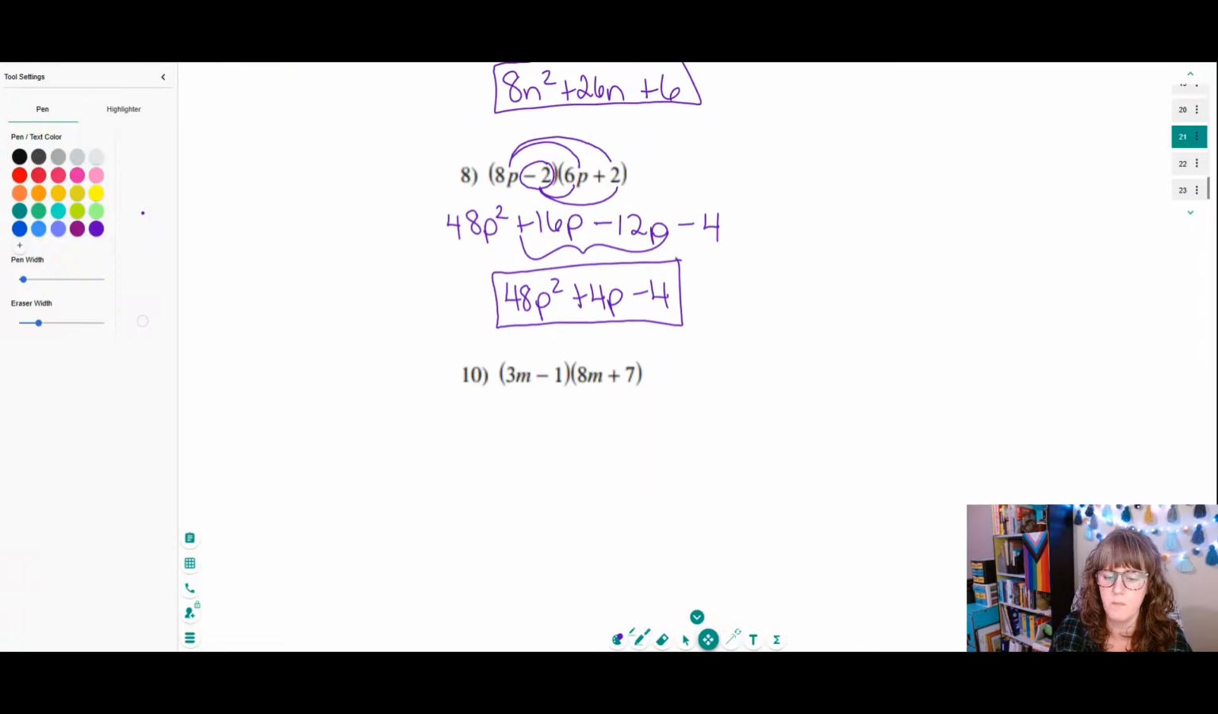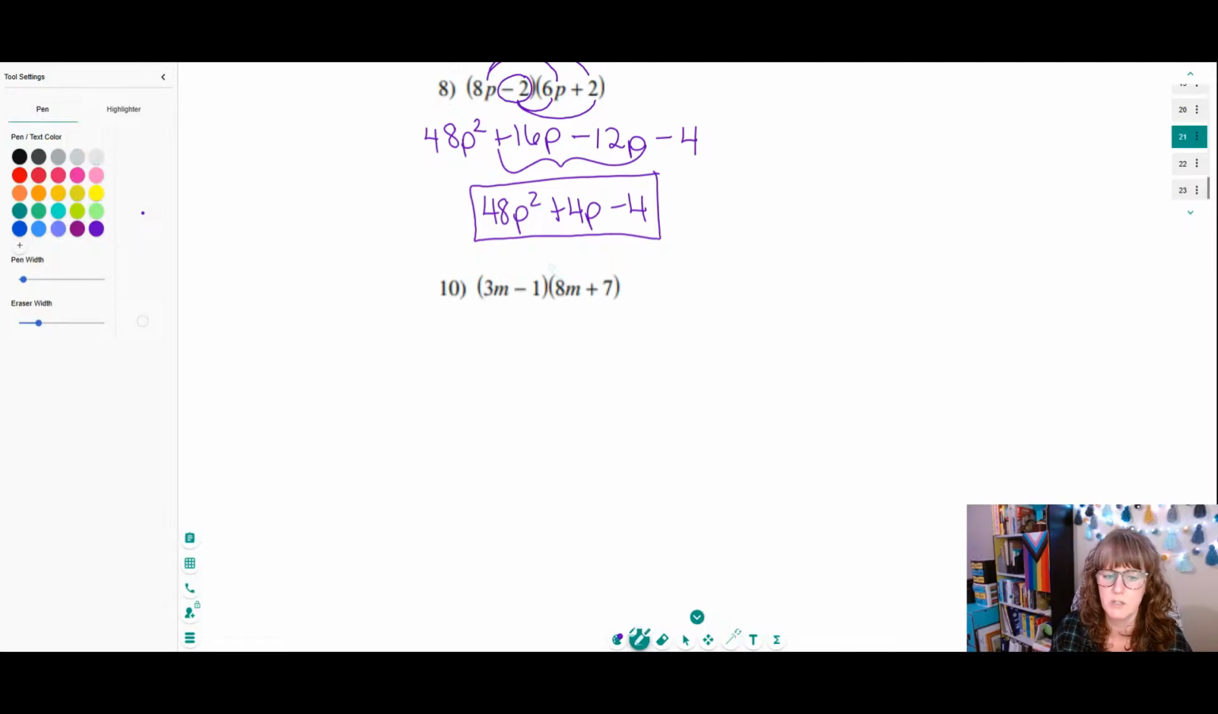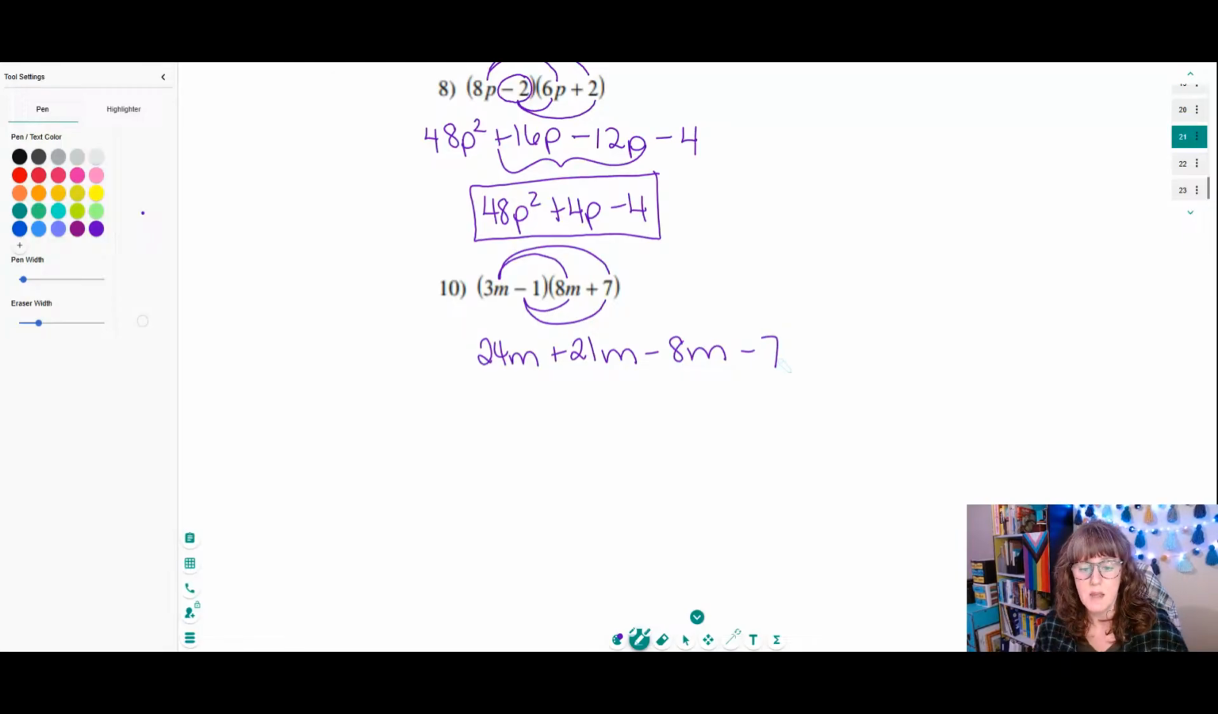And then I've got one more for us, just for good measure. 3m times 8m is 24m squared. 3m times 7 is 21m. Negative 1 times 8m is -8m. And then negative 1 times 7 is negative 7. And then we're going to combine those like terms in the middle just to simplify.